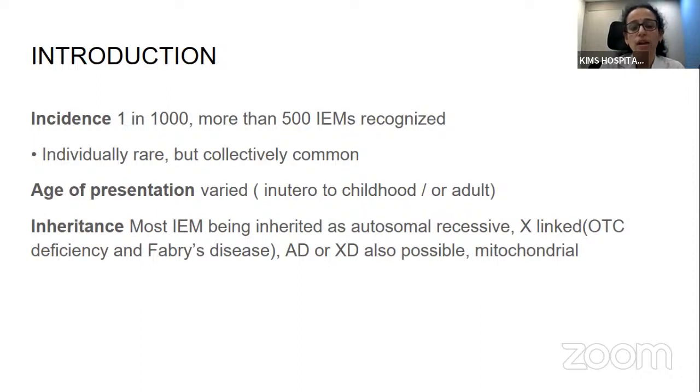inheritance, and autosomal dominant and X-linked dominant inheritance are also possible. Mitochondrial inheritance is also possible, in which the inheritance occurs only from the mother to all her offspring, but the father will not transmit the disease.